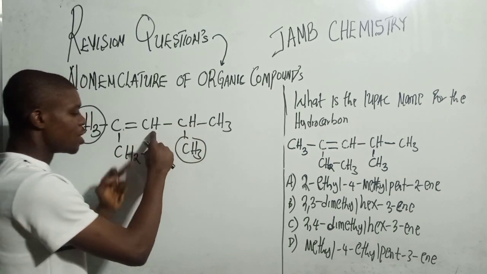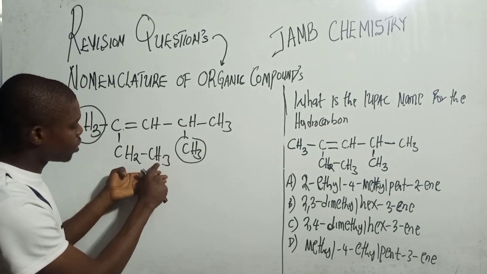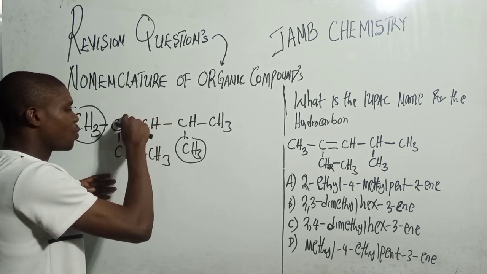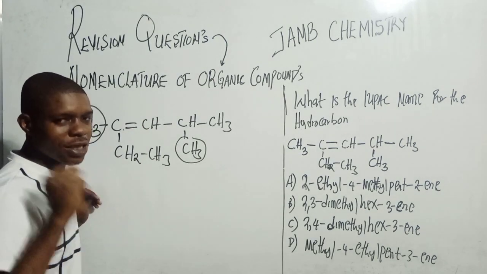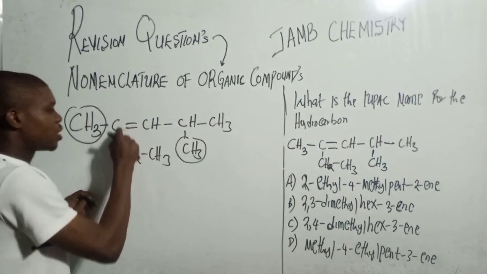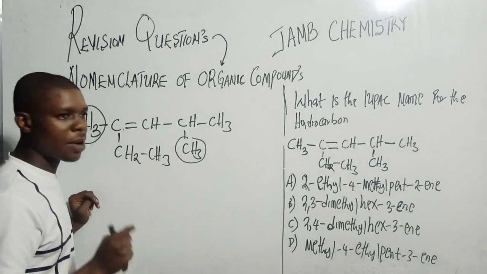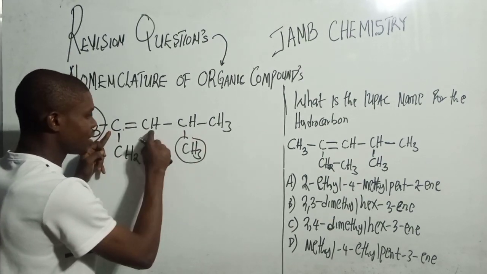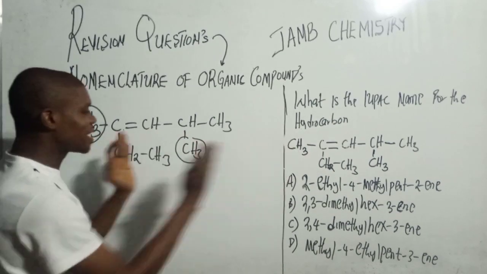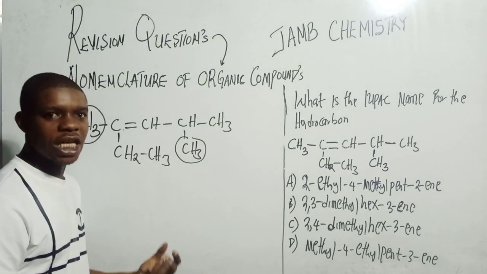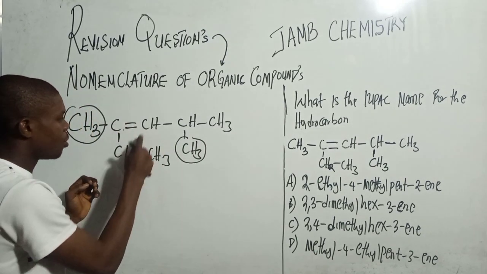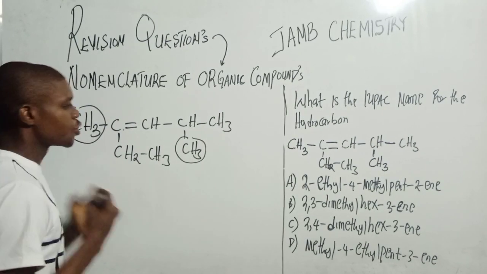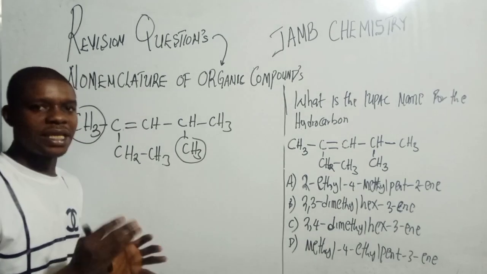So 1, 2, 3. Either you start from here or here, you have the same number for the carbon that carries the double bond. Do you understand? The next step is that the double bond must have the lowest possible number. If you start from here, 1, 2, 3, carbon 3 carries the double bond, right? Either side, you give the same number to the carbon atom that carries the double bond. Hope you understand. So the double bond now is not the issue.